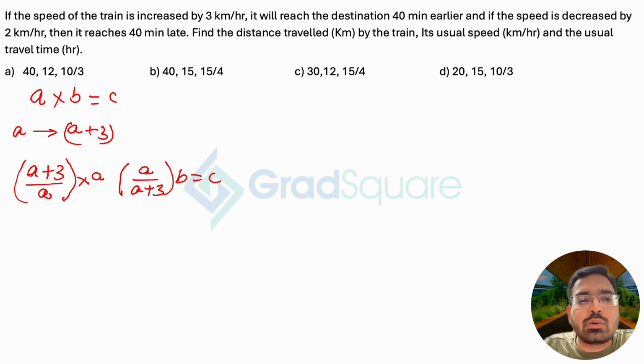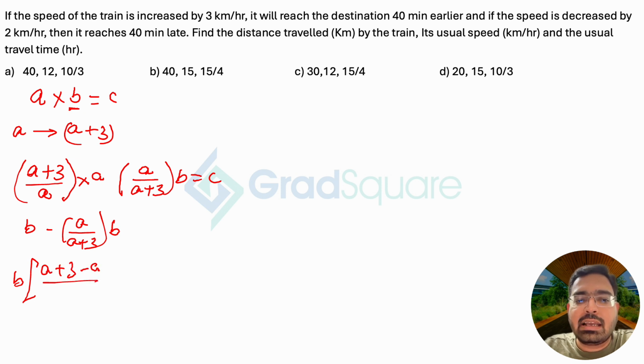So now what are we looking at? The value of B has decreased from the value B to A by A plus 3 times of B. It has decreased for sure. Why? Because look at A by A plus 3. The denominator is greater and the numerator is smaller. So the value of B has decreased. So decreased by how much? That will be nothing but B minus A by A plus 3 times of B. If you solve this further, it will turn out to be B times of A plus 3 minus A, divided by A plus 3.